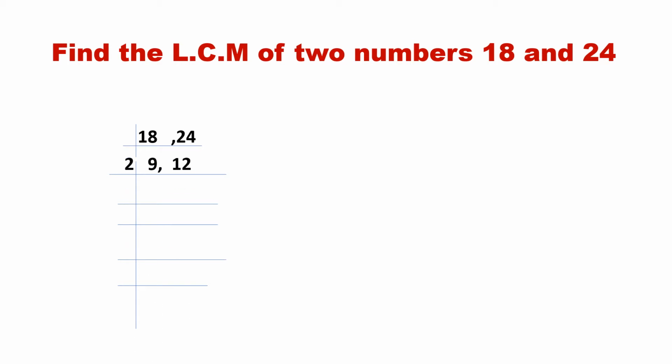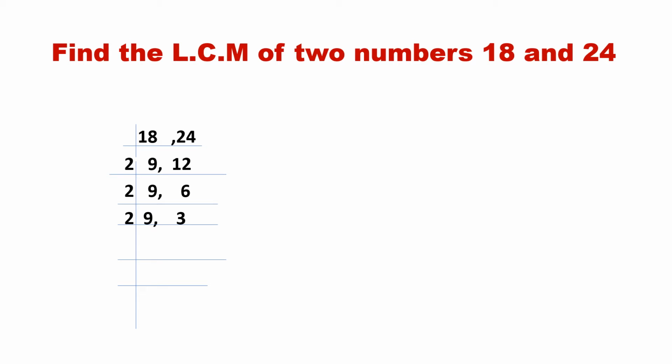2 9s are 18 and 2 12s are 24. Then again we see that 9 is not divisible by 2 but 12 is. So we take 2 again and write 9 as it is, and 2 6s are 12. Next we take 2 again because 6 is divisible by 2. 9 remains as it is, 2 3s are 6.